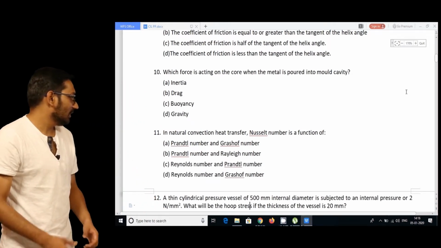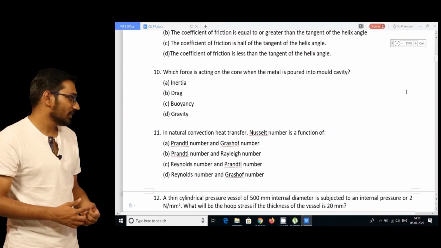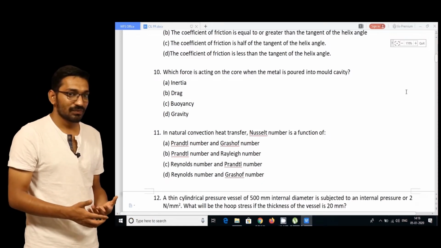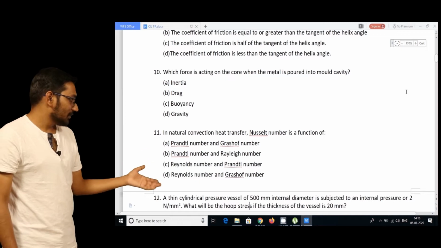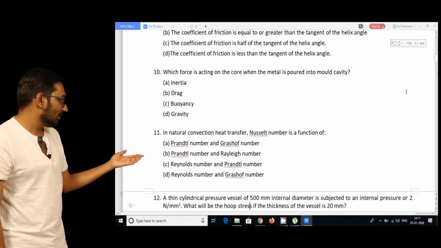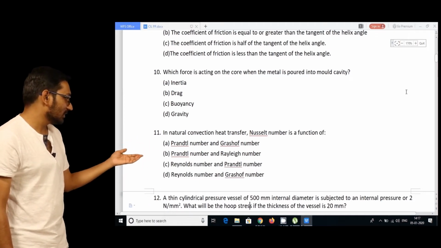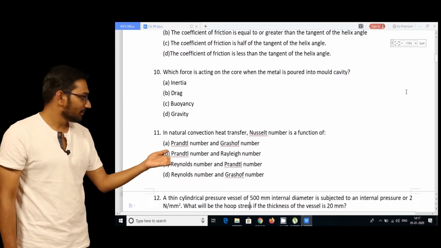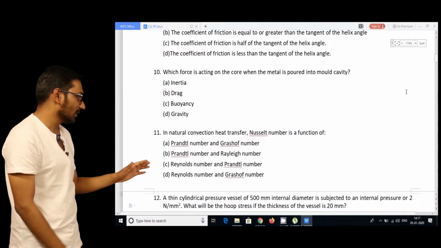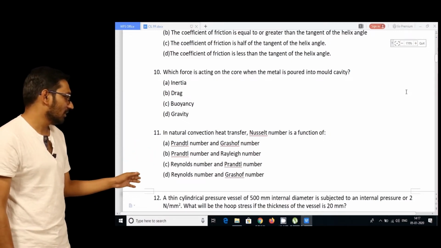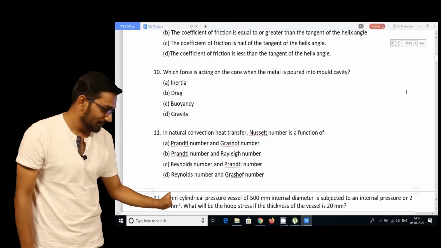Next is, in natural convection heat transfer, your Nusselt number is a function of, right? We know that in natural convection, the Nusselt number is a function of the Prandtl number and Rayleigh number. That is a theory question. Directly you can solve it: Nusselt number is a function of Prandtl number and Rayleigh number.